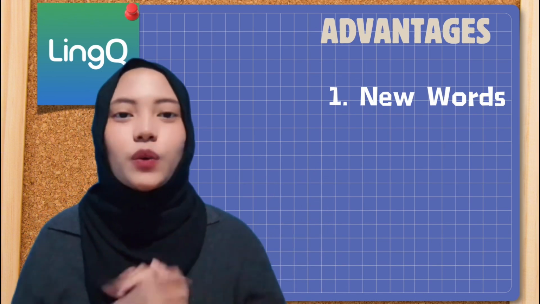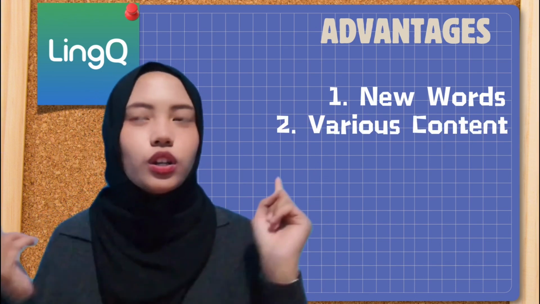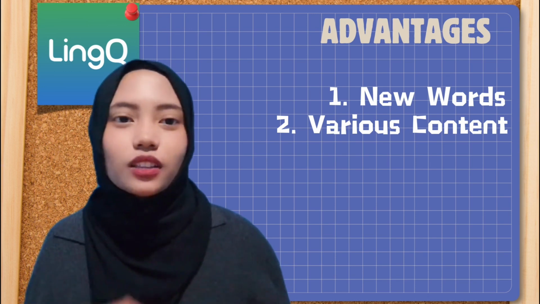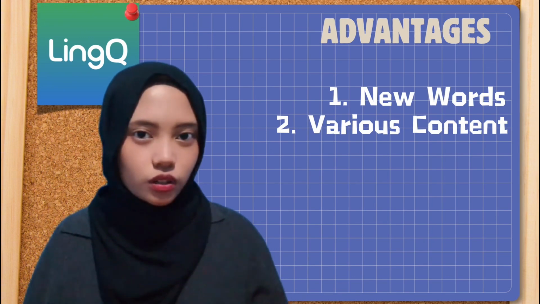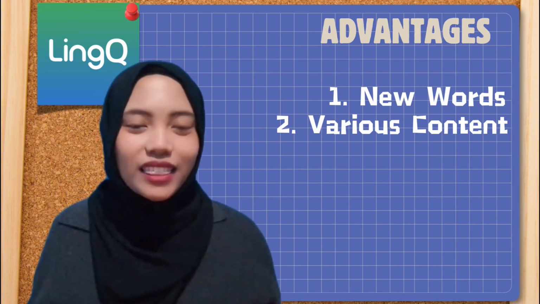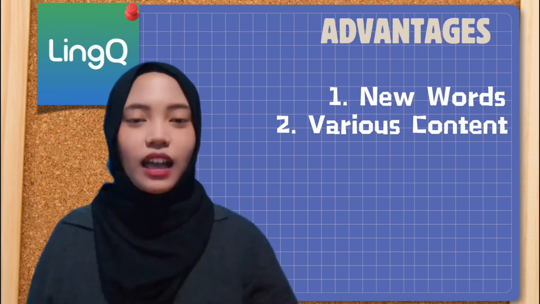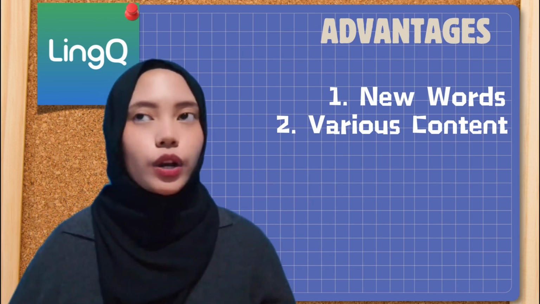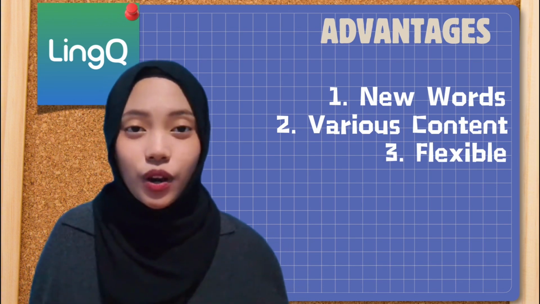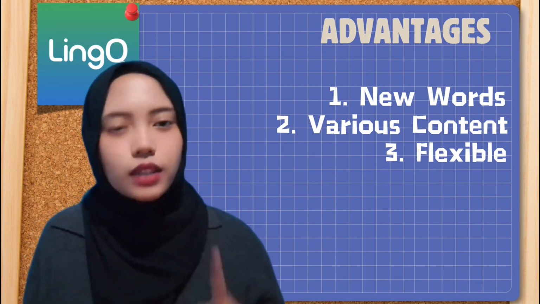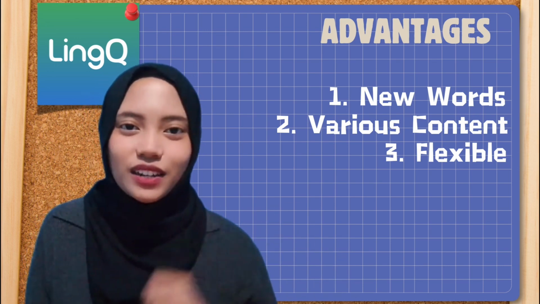And the second, we can use content that we like, such as a YouTube video, podcast, or news article. This makes learning more interesting because we're not forced to use boring material. We can learn from any topic that we enjoy, like music, sport, or daily life. And the third, we can study at our own pace. This means we can learn anytime and anywhere. We don't need to follow a strict schedule. So it is very flexible, especially for a busy student.